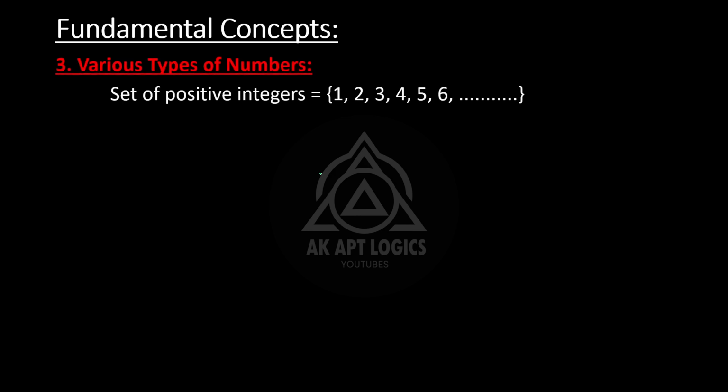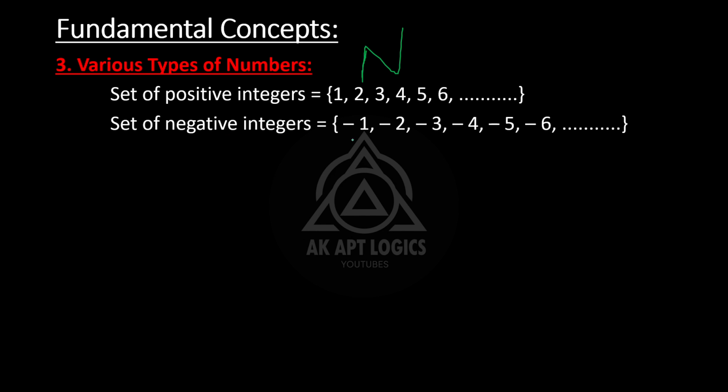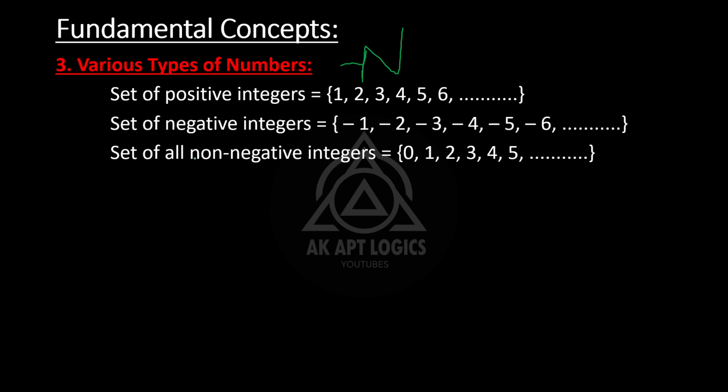Next type of numbers. The set of positive integers means natural numbers, and the set of negative integers means minus of n, which is -1, -2, -3, -4, and so on. The set of all non-negative integers is 0, 1, 2, 3, 4, 5, 6. We can't say that 0 is a positive number or a negative number. It's a non-negative number.